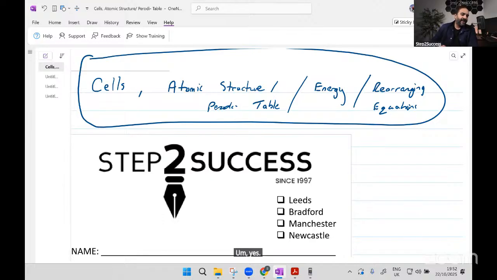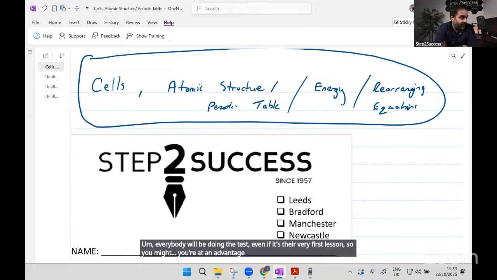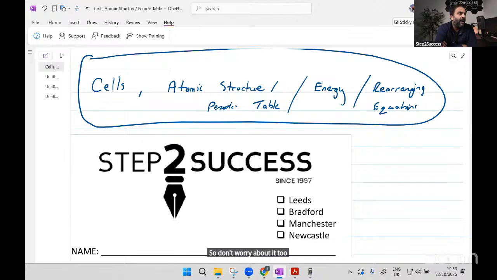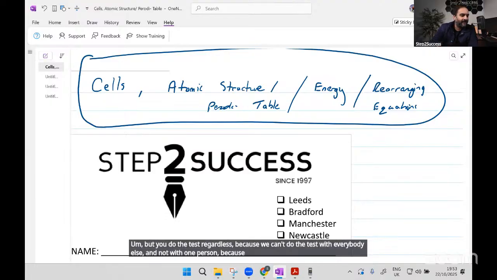Yes, if you've been for 1 lesson, you will be doing the test. Everybody will be doing the test, even if it's their very first lesson. So you're at an advantage. But that is the reason why you were sent some notes and you have access to everything. As I say, it's not about how you do in the test. You just need experience of doing these things. It is important, so don't worry about it too much. We are aware that you may have only had 1 lesson here and so on. But you do the test regardless, because we can't do the test with everybody else and not with one person, because that would not make sense.